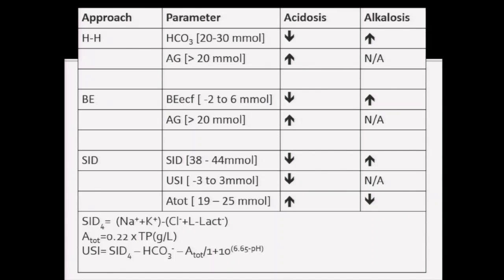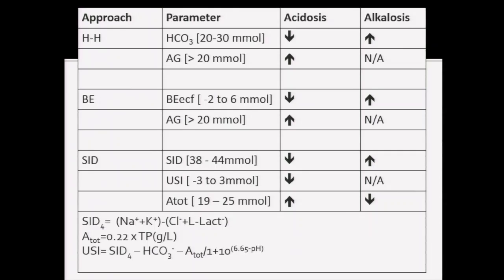For base excess, the reference range is -2 to 6 millimoles per liter. If it's decreased, it's indicative of acidosis, and if it's elevated, it's indicative of alkalosis. Again, the anion gap is used here, where a value greater than 20 millimoles per liter is indicative of acidosis.